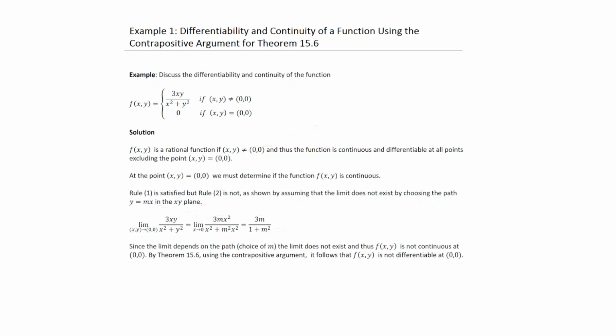The value of m basically determines the path. So in the xy plane, y equals mx. Choose a different value of m, you choose a different path. Since the limit depends on the path, which is the choice of m, the limit does not exist, and thus f(x,y) is not continuous at (0,0). Therefore, by theorem 15.6, using the contrapositive argument, it follows that f(x,y) is not differentiable at (0,0).